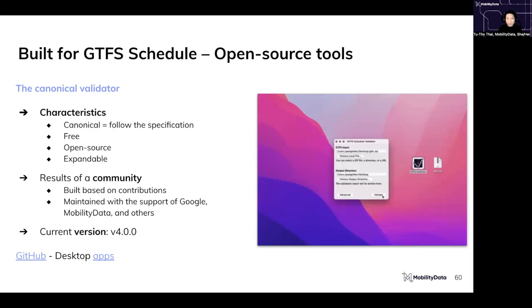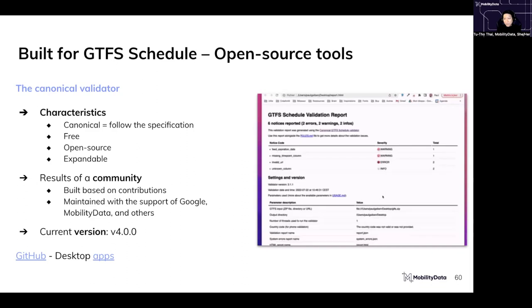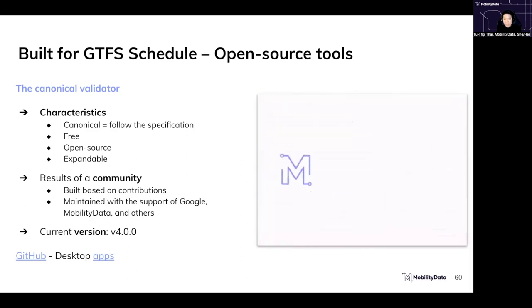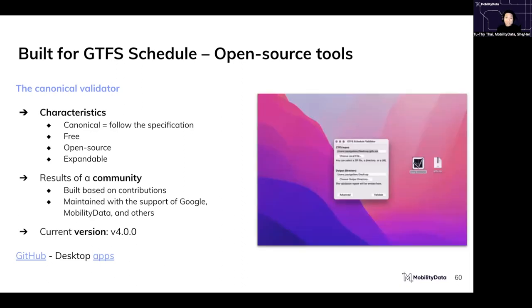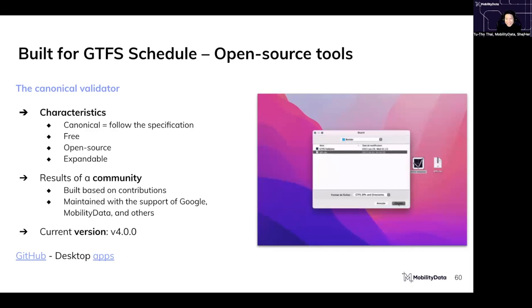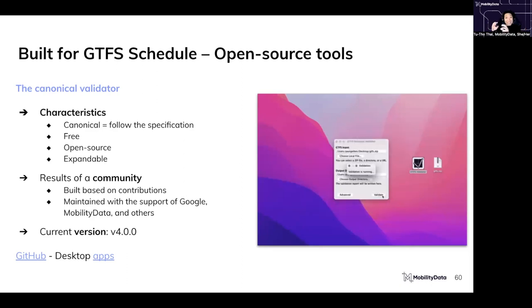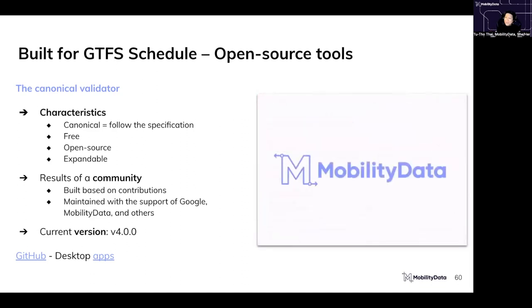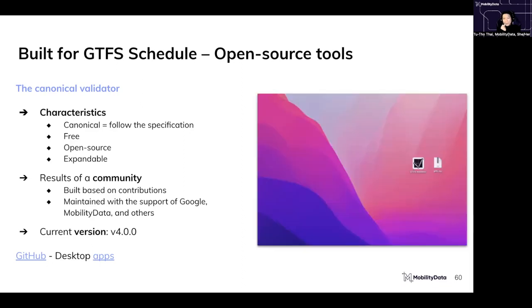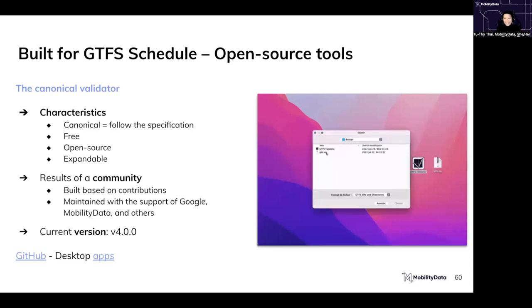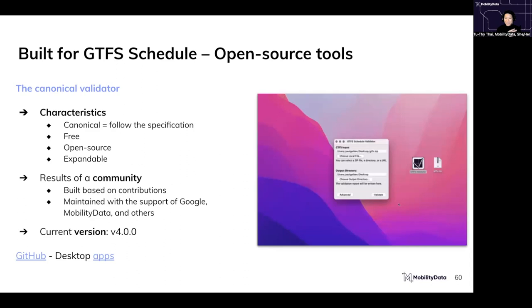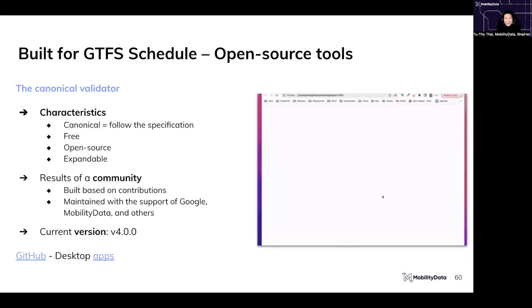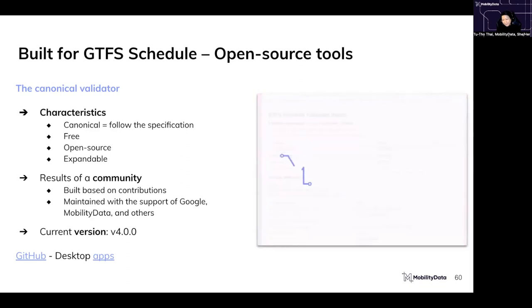Tools that are built for GTFS schedule, so the static part of GTFS, one of our most prized ones, our canonical validator. Again, canonical because it follows the specification to the T. It's free to use, open source, but also expandable. It is very much the result of community contribution. People gave us pieces of code, actually, that were put together. And it's today maintained by the same community, also with the support of Google and so on. Current version 4.0, and it has a desktop app, GitHub for a command line that you can integrate in your data pipeline.